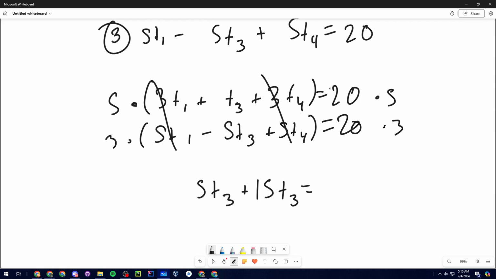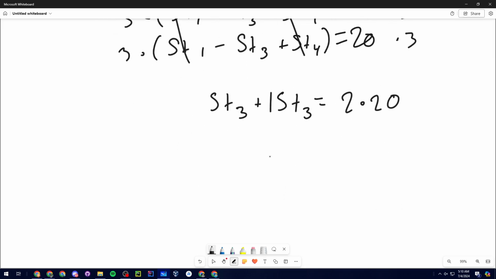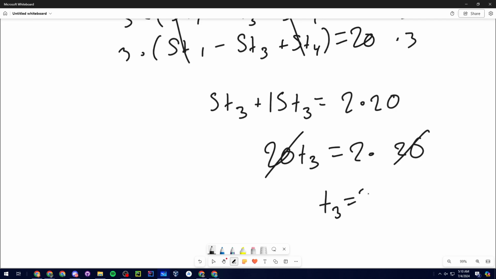Okay, think of it this way, right? You don't even have to do the computation. If you have 5 20s and you're taking away 3 20s, you're only left with 2 20s. So I'm just going to say 2 times 20. And so that just gives me 20 T3 is equal to 2 times 20. And it's nice because the 20s cancel out. So T3 is equal to 2.